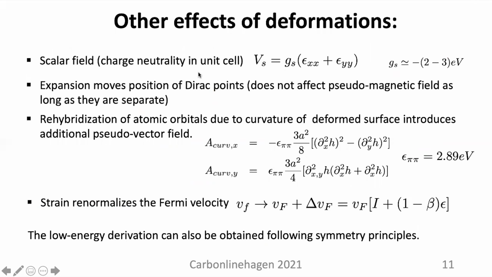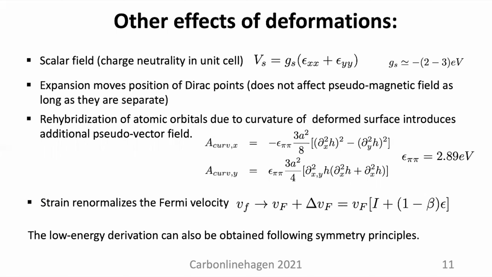The first one that I want to mention is that in addition to this change in the momentum via a gauge field, there is also the emergence of a scalar field that is proportional to the trace of a strain tensor. One intuitive way to see the origin of this strain field is to look at the unit cell in the lattice. If I stretch the lattice, I am moving the ions away, I am removing positive charge from the unit cell, and to keep charge neutrality, I need also to remove negative charge.